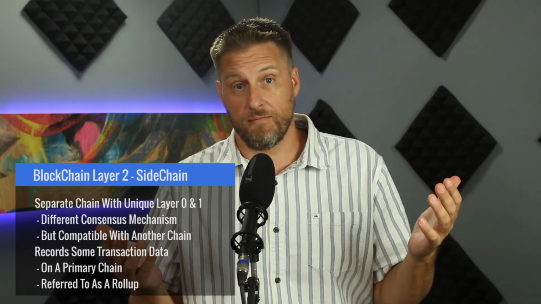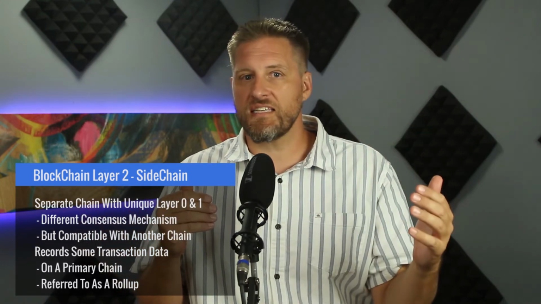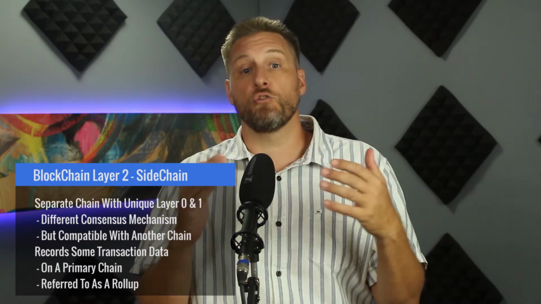Then comes something completely unique to blockchains called a layer 2 program or a sidechain. This is a separate blockchain. It's got its own miners and its own consensus mechanism. It has a unique layer 0 and layer 1, but then it records the highlights of each transaction on another blockchain. Let me give you an example.